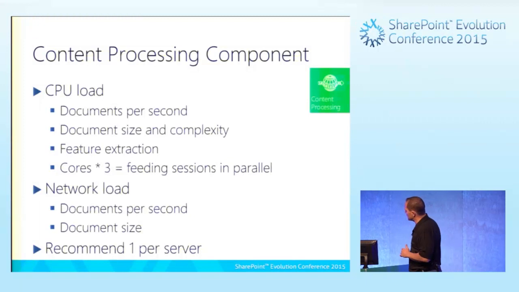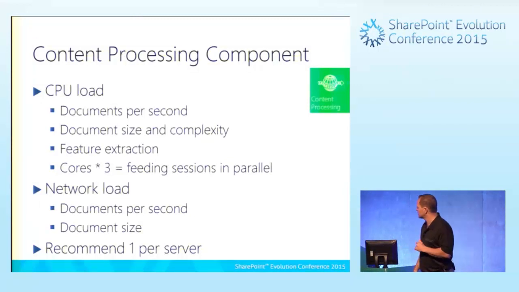All right, other things like network load. Obviously, how many documents per second and the document size. And you'll notice in this case, it's recommended 1. Not forced to 1, recommended to 1, for obvious reasons, because it's using up cores.